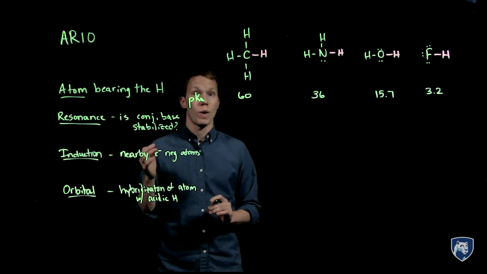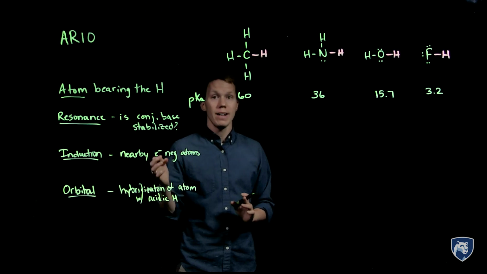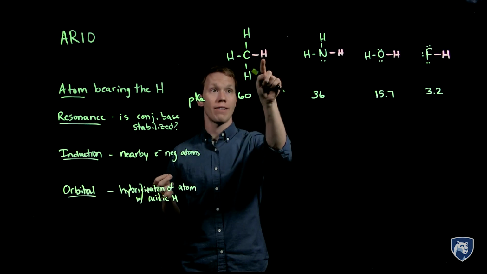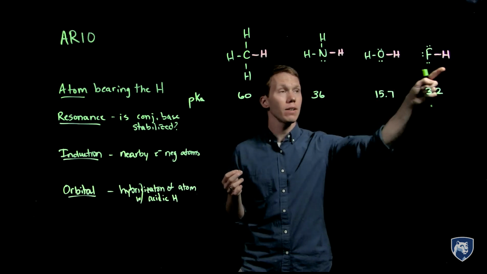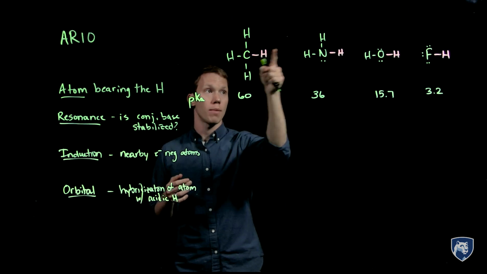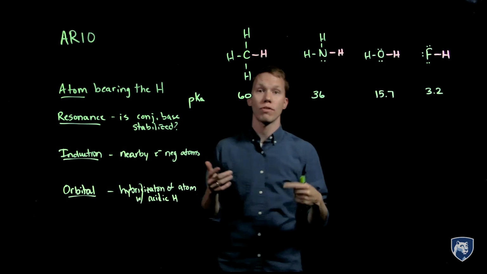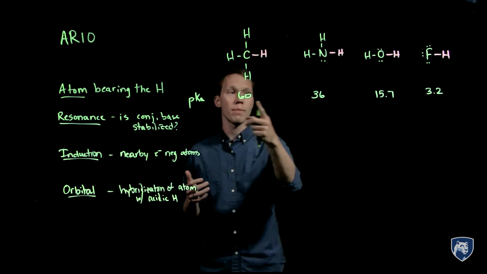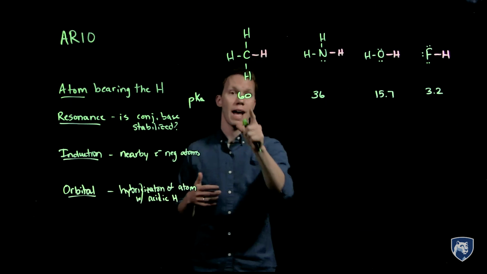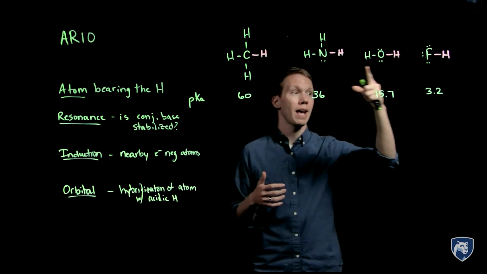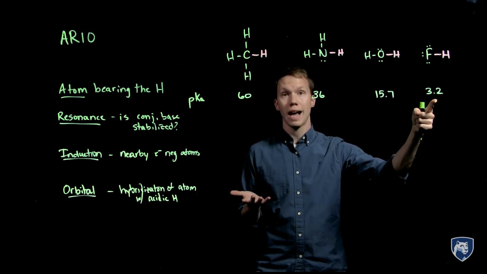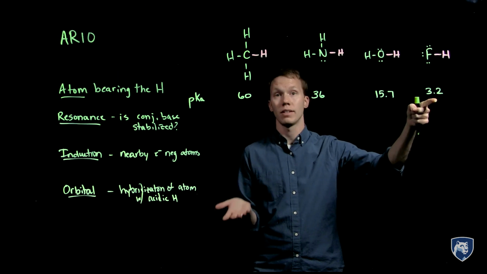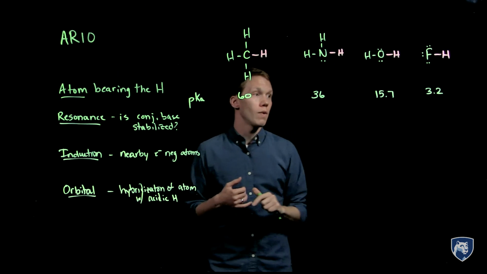So let's start with the first rule, atom. Okay, atom is talking about the atom bearing that acidic proton. So I've highlighted the acidic proton in pink here, and these atoms, carbon, nitrogen, oxygen, and fluorine, are all from the second row of the periodic table. And I have the pKa's listed below here. So we have a very weak acid with a large pKa and a stronger acid, although by our classification it's between 0 and 11, so this is still a weak acid.